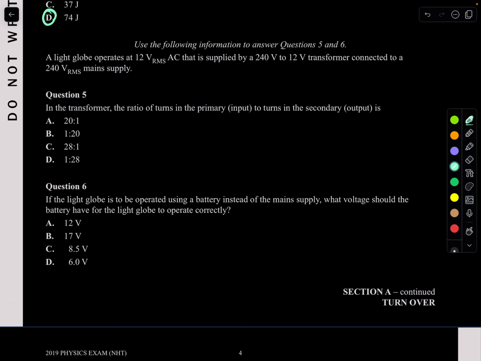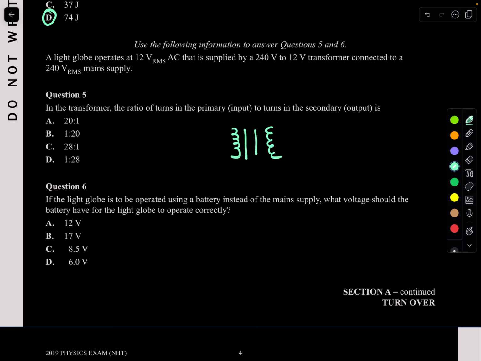So let's look at this. Use the following to answer 5 and 6. Okay. A light globe operates at 12 volts RMS AC. That is supplied by a 240 volts to 12 volts transformer connected to a 240 volts RMS mains supply. Okay. So imagine that we just draw a transformer.